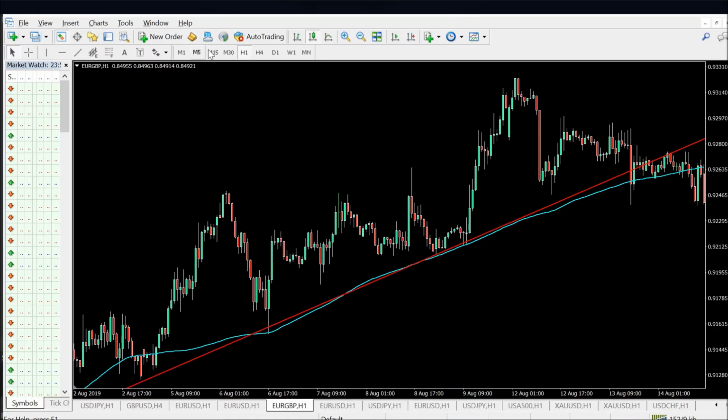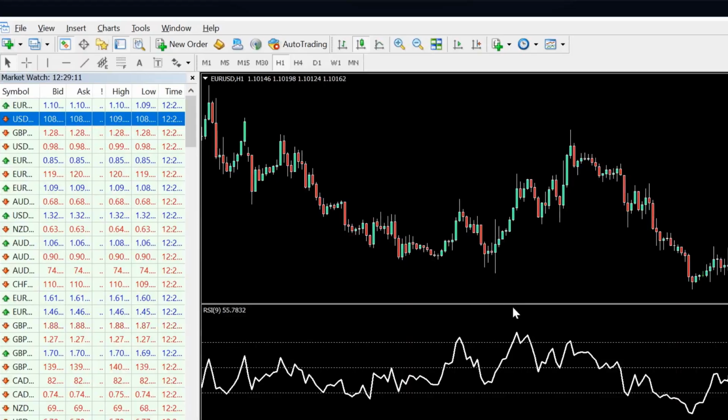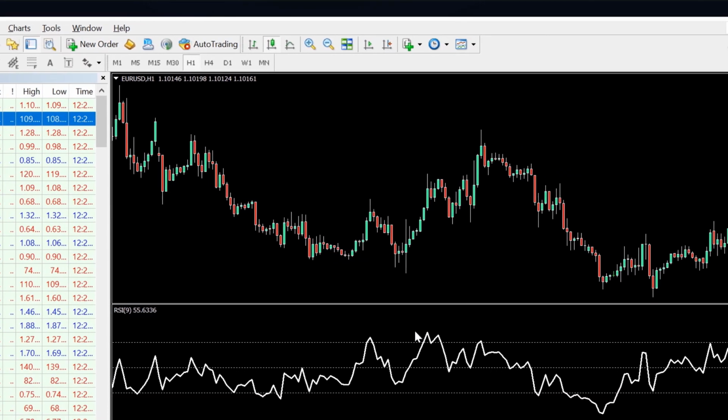So one example is if you're trading with candlestick patterns and you want to increase the probability of your trades, what you can do is add in a confirmation indicator, for example a momentum oscillator.